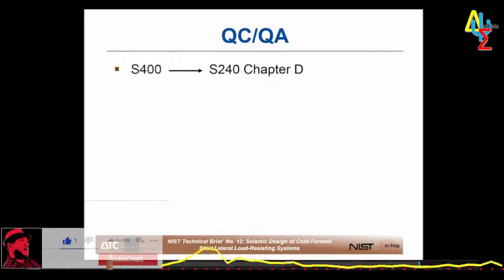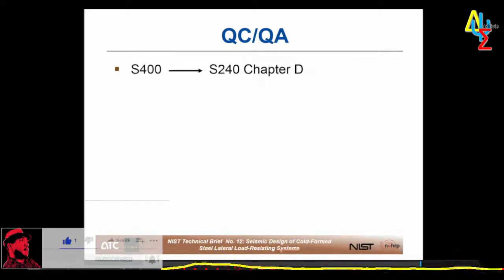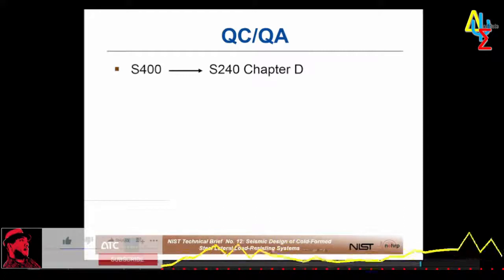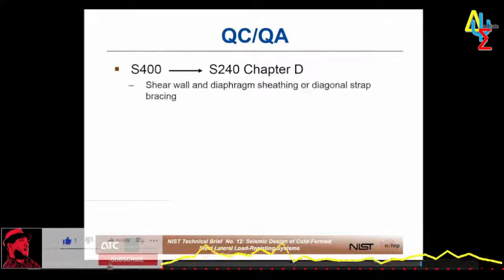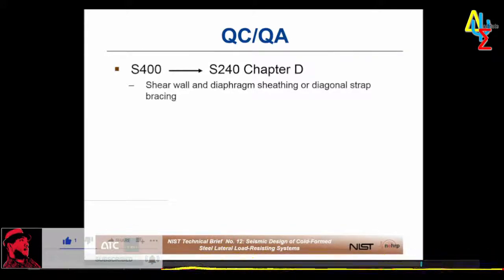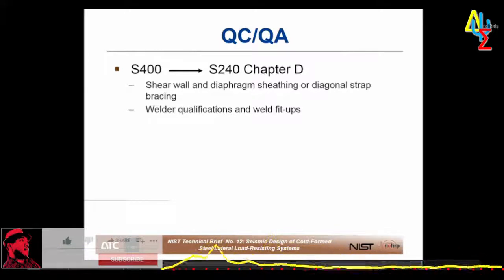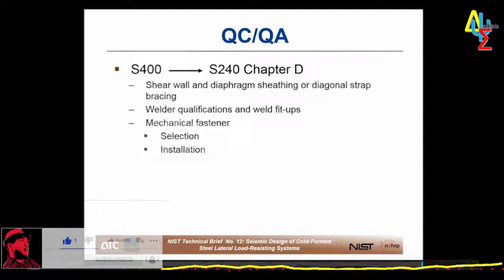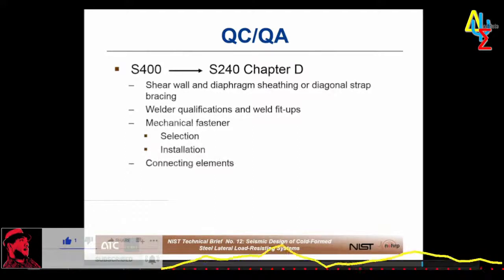So, quality control, QC and QA. AISI S400 refers back to S240 Chapter D for QA/QC. And S240 includes basic observations of installation to meet approved construction documents. Items requiring verification include shear wall and diaphragm sheathing or diagonal strap bracing. So you're going to check to make sure that what is specified is what's installed. Welder qualifications and weld fit up if there are any welded connections. Mechanical fastener selection and installation. Connecting elements such as hold downs and anchors.